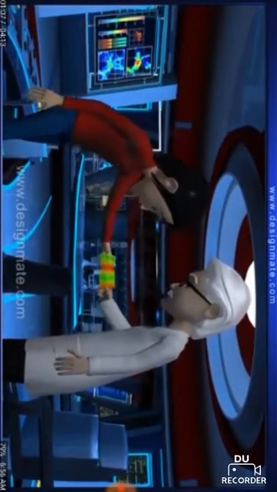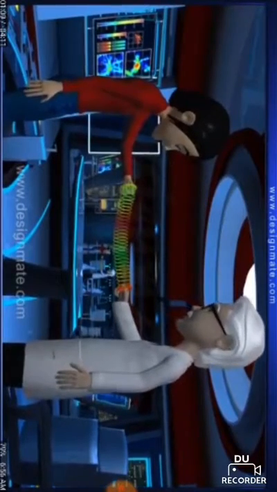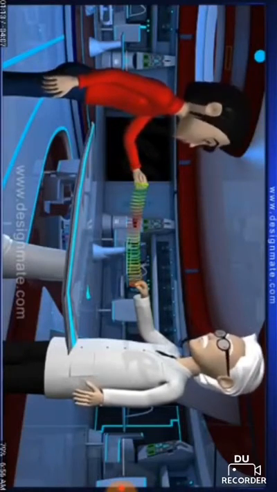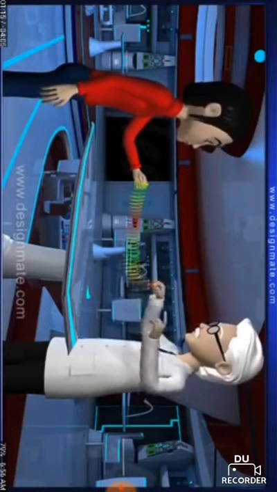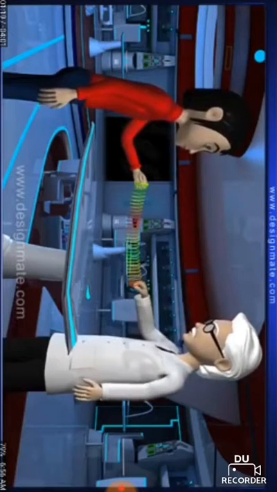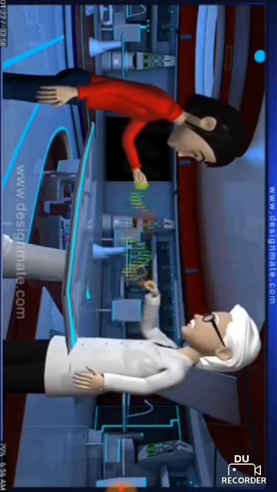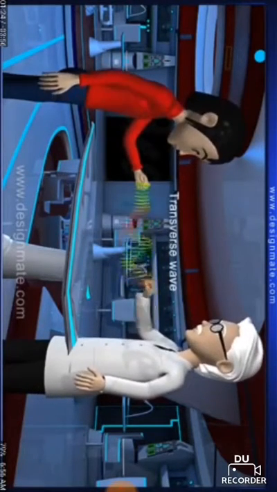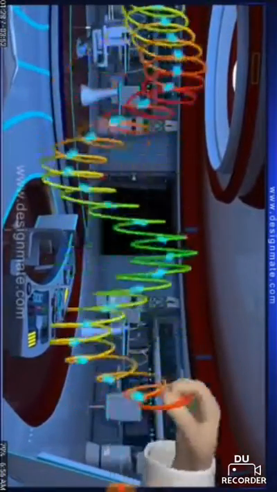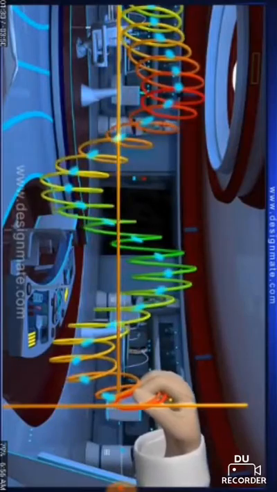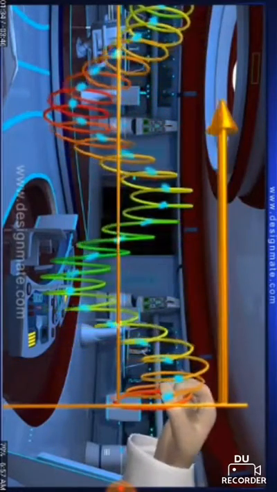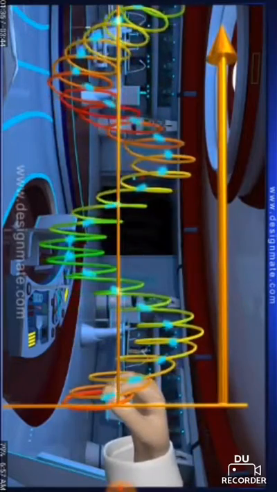Emily is holding one side of the slinky, while Dr. Zook is holding the other end. With a quick upward flick of the wrist, Dr. Zook has sent energy traveling through the slinky. Notice how the slinky moves? This is a transverse wave. In a transverse wave, the particles vibrate at a right angle to the direction of the wave. The wave traveled from Dr. Zook to Emily and back.